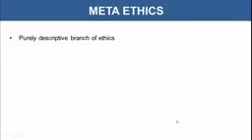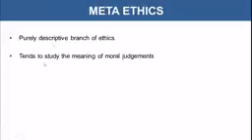So meta-ethics. Meta-ethics is a purely descriptive branch of ethics. Now we will understand why it is descriptive. It's descriptive because it tries to analyze things. It does not tell you what to do. It only tries to figure out what is happening. So let's understand this. It tends to study the meaning of moral judgments. So what is the meaning behind moral judgments?